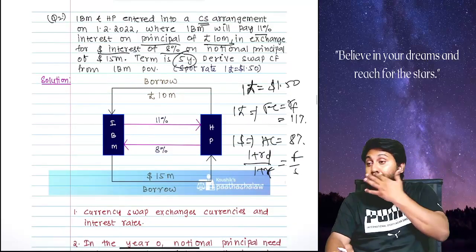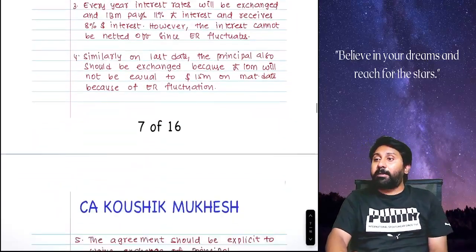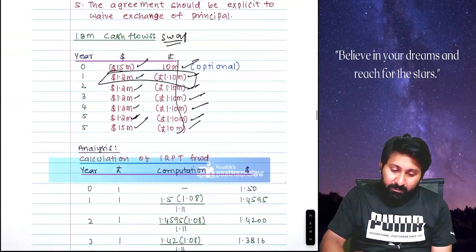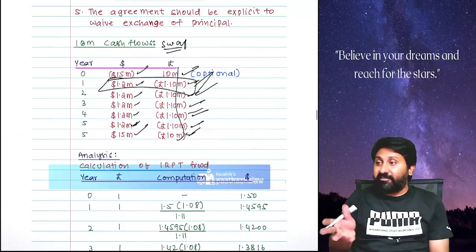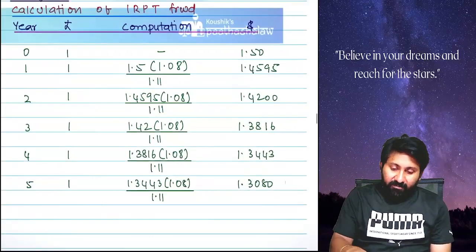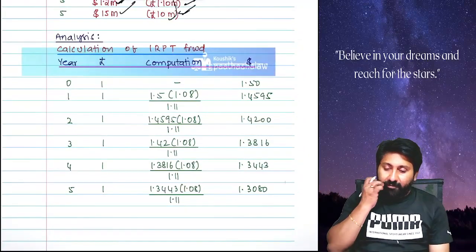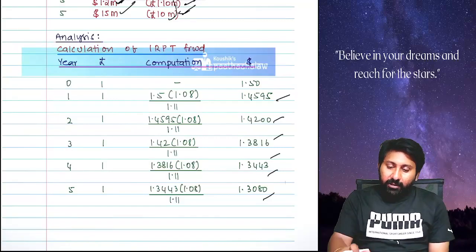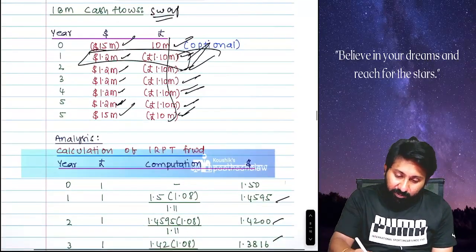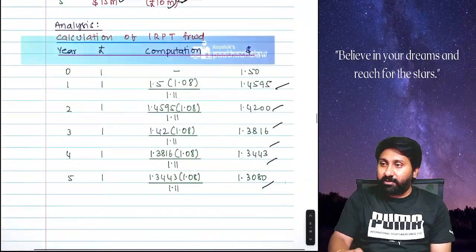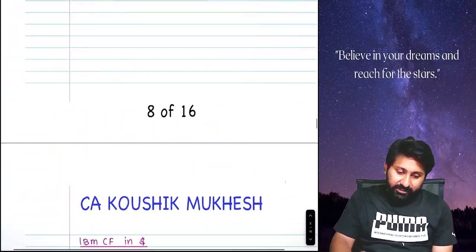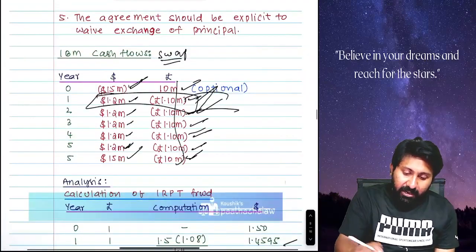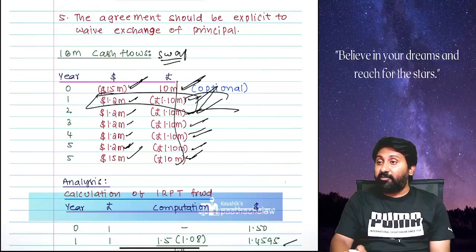Using this we can calculate the 5 years' IRPT forward rates, to convert these pounds into dollars for comparison's sake. We calculated IRPT forward for all the 5 years and got these forward rates. These you will use to convert this 1.1 into some number of dollars. We converted it. See here, 15 million is an outflow, 10 million is an inflow of cash.